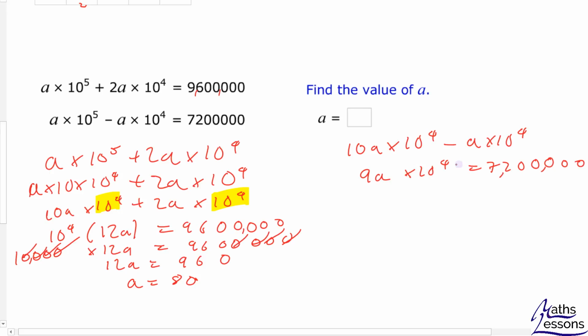And then what you can see is 10 to the 4, you get 9a, cancel out the 1, 2, 3, 4 noughts is 720. And you can also see that a will equal 80 here. Not sure why they need both the equations. There you go. A equals 80 for both.